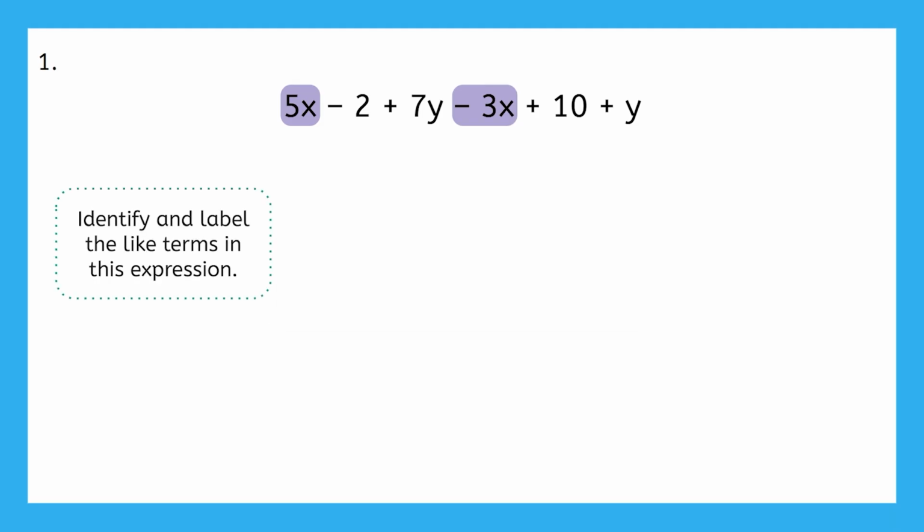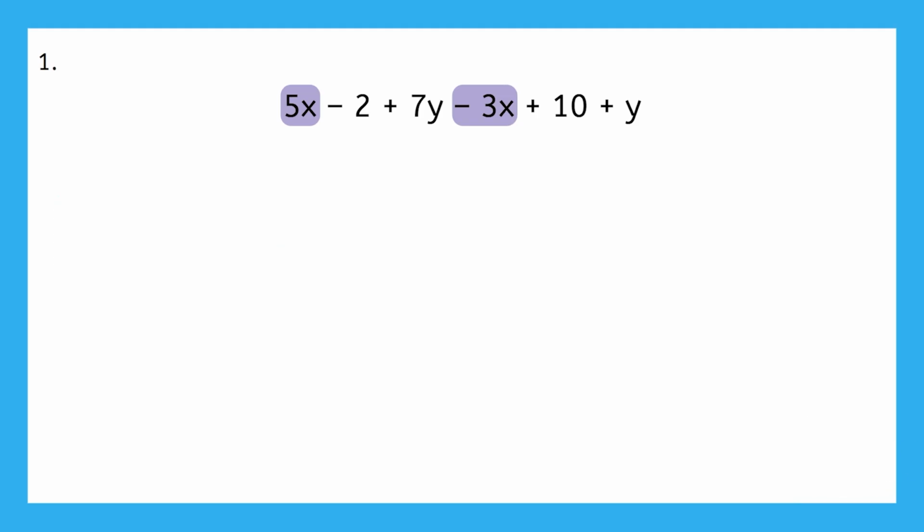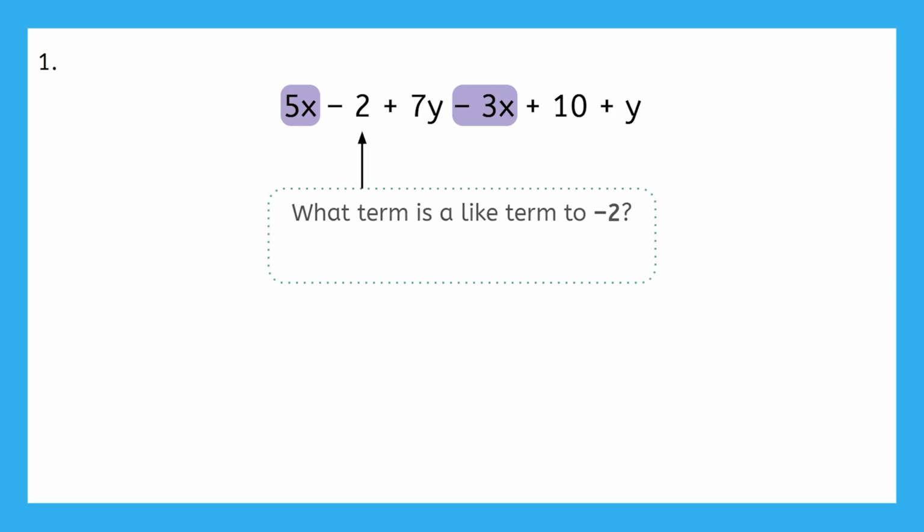Go ahead and try identifying and labeling all the other sets of like terms in this expression. Pause while you work. Working from left to right in the expression, our next term is negative 2. What term is a like term to negative 2?